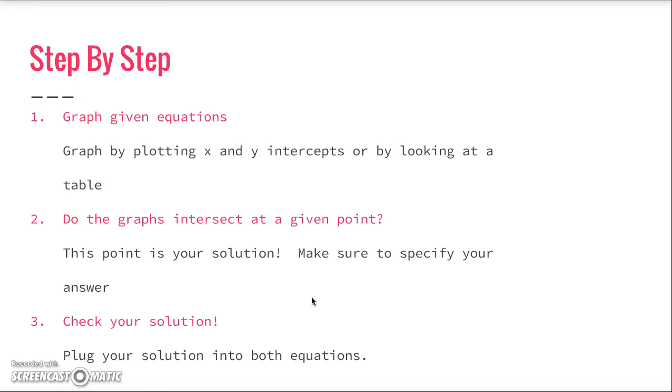So let's go over this again step by step. First, you want to graph the given equations. Graph by plotting the x and y intercepts by looking at the table. Second, do the graphs intersect at a given point. This point is your solution, so make sure you specify your answer. Third, most importantly, check your solution. I can't stress it enough. Whatever your solution is, plug it back into your equations. It's very important to make sure that you're getting the right answer.